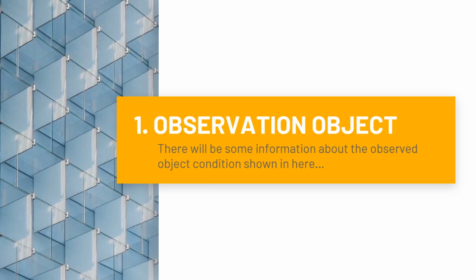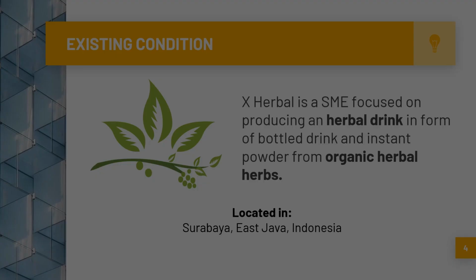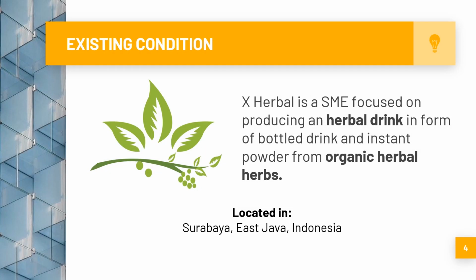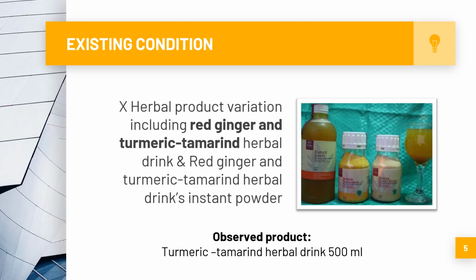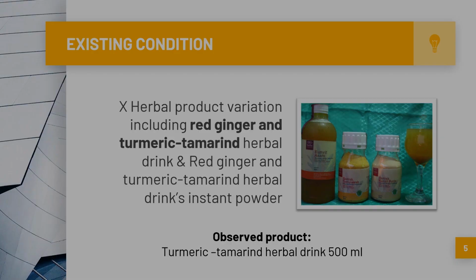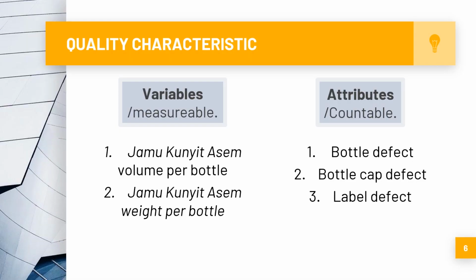Medium Enterprises is an SME that is producing a herbal drink in the form of instant powder from organic herbs. This Asam East is located in Surabaya, and the product can be obtained in central of Asam East in Mer, Surabaya. Variations of the product are red ginger and turmeric herbal drink, and also red ginger and tamarind herbal drink instant powder. It's both attribute and variables.